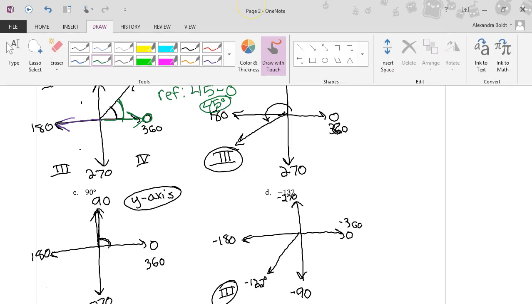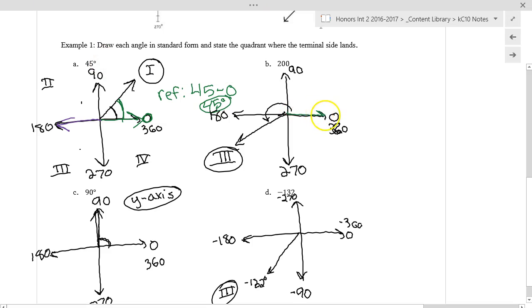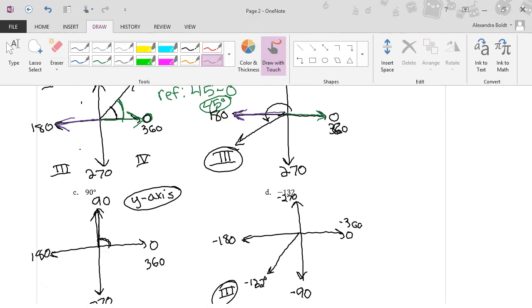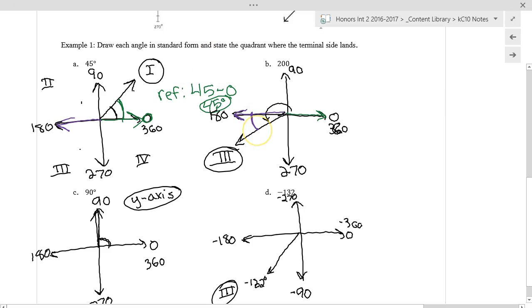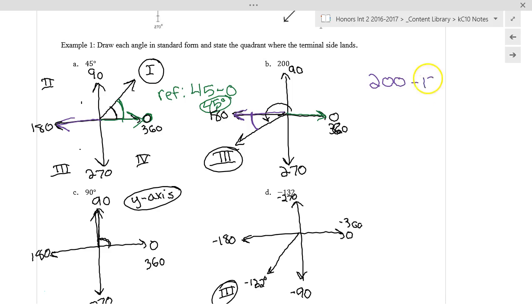Right? Looking at this angle, again, I want to say, is it closer to the positive side or the negative side? Negative x-axis. Right? It's closest to the negative x-axis. So we're going to be using 180. 200 is bigger than 180. So 200 minus 180 is 20 degrees. Our reference angle there is 20 degrees. Okay.